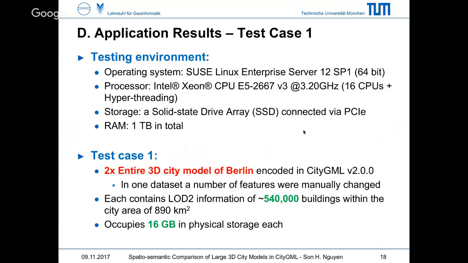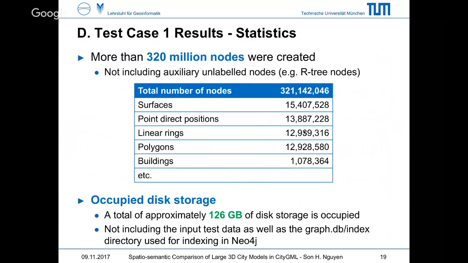So we used the entire 3D city model of Berlin, which contains about 540,000 buildings and is about 16 gigabytes in physical storage. After the test was complete, we found 320 million nodes, from which we have 15.5 million services, 14 million points, 13 million polygons, and more than 1 million buildings. So the database is about 130 gigabytes in physical storage.